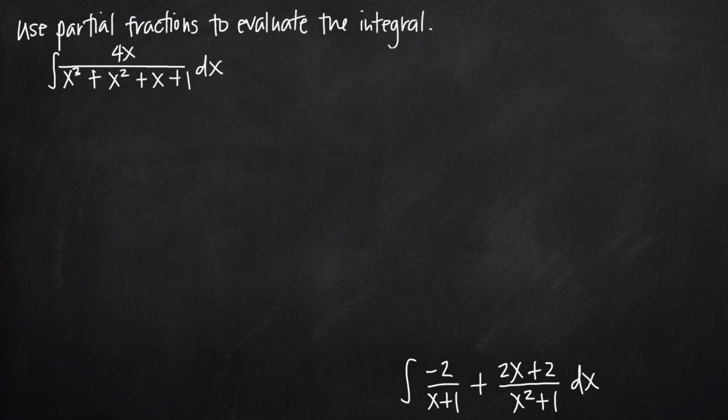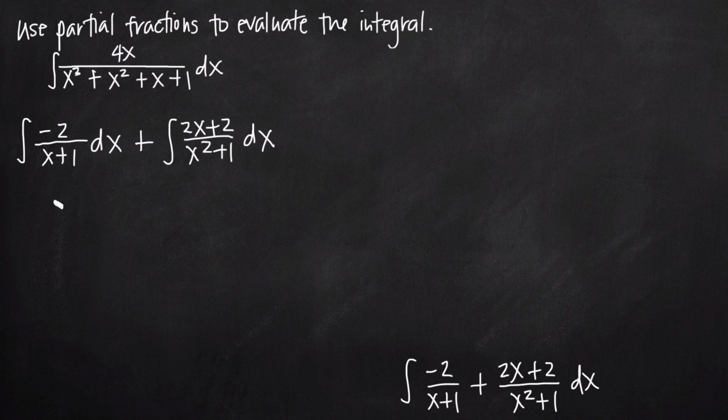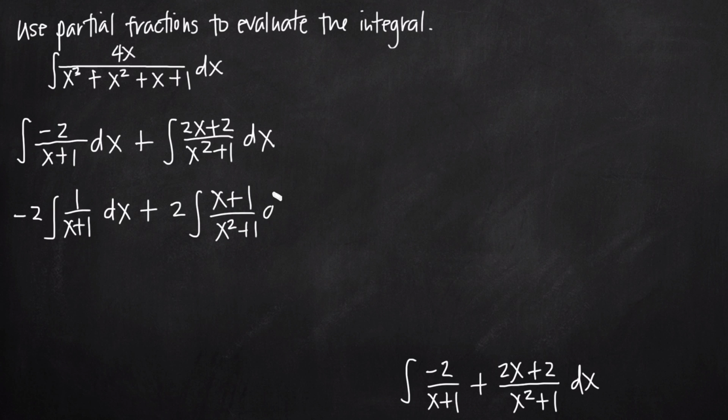Now that we have our new integral, we can go ahead and start simplifying. So the first thing we want to do is break the integral into two separate integrals. So we're going to get the integral of -2 over x plus 1 dx, and then add to that the integral of 2x plus 2 over x squared plus 1 dx. And we can start simplifying. So we'll factor out a -2. We'll get -2 times the integral of 1 over x plus 1 dx. And then here we'll factor out a 2 from the numerator. So plus 2 times the integral of x plus 1 over x squared plus 1 dx.